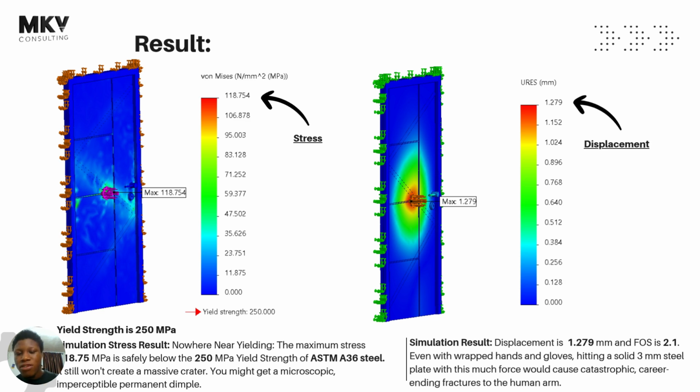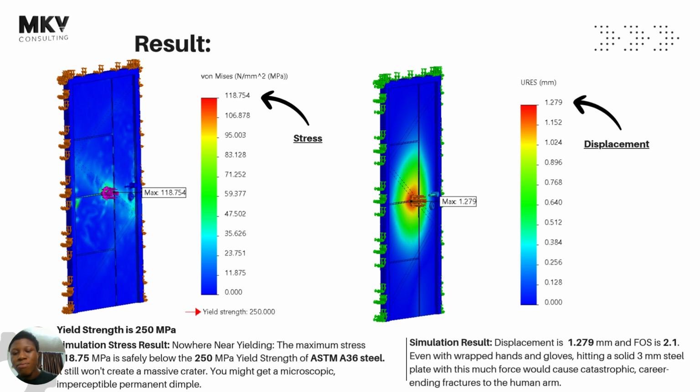Now, scenario two, we see that the von Mises stress peaks at approximately 119 megapascals. That's not really enough to damage the door, but I think we get some sort of deformation. You understand, because the maximum stress there, 119, is safely below 250, right? But it still won't create a massive crater. You will just get a microscopic or tiny dent on it. A brief dent, but it's not going to have as much impact as other scenarios would, right?